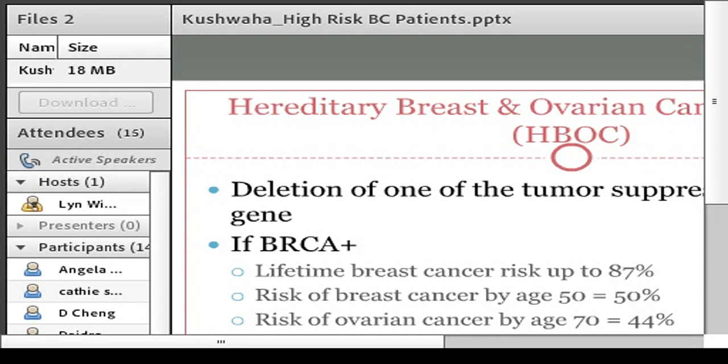And statistics are, if the patient's BRCA positive for genetic testing, they have a lifetime breast cancer risk of up to 87%. They have a risk of breast cancer by age 50 of 50%. And the risk of ovarian cancer by age 70 is about 44%. In comparison, the general population risk for breast is just 8%, and ovarian is actually less than 1%.